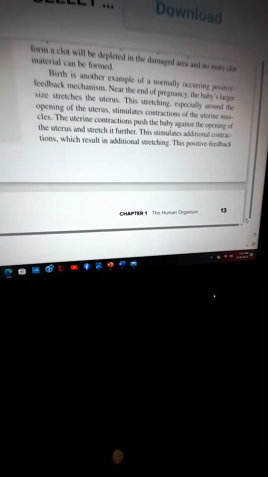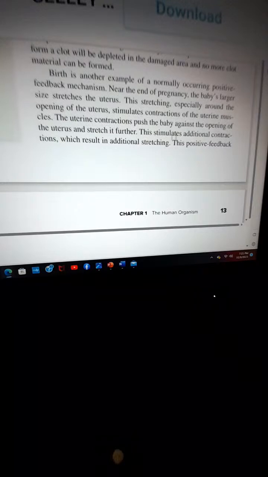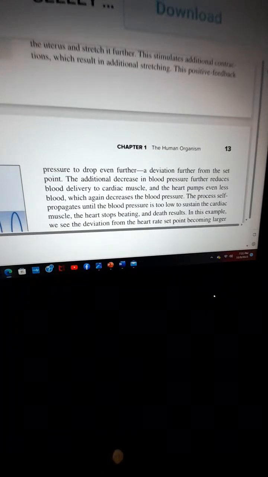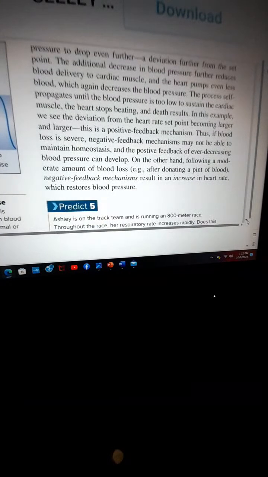Birth is another example of a normally occurring positive feedback mechanism. Near the end of pregnancy, the baby's larger size stretches the uterus. This stretching, especially around the opening of the uterus, stimulates contractions of the uterine muscles. The uterine contractions push the baby against the opening of the uterus and stretch it further. This stimulates additional contractions, which results in additional stretching.